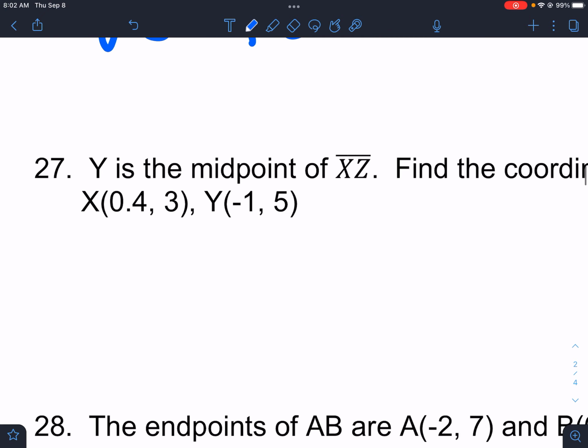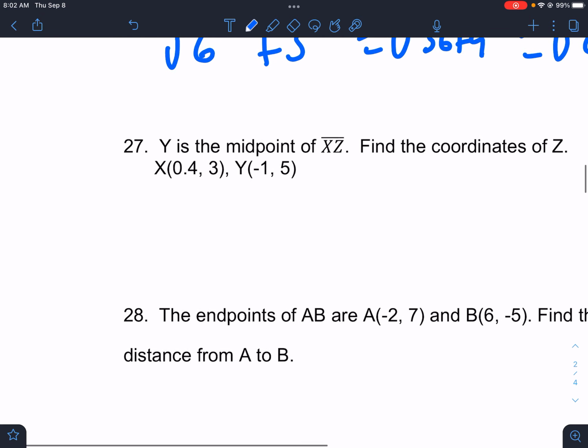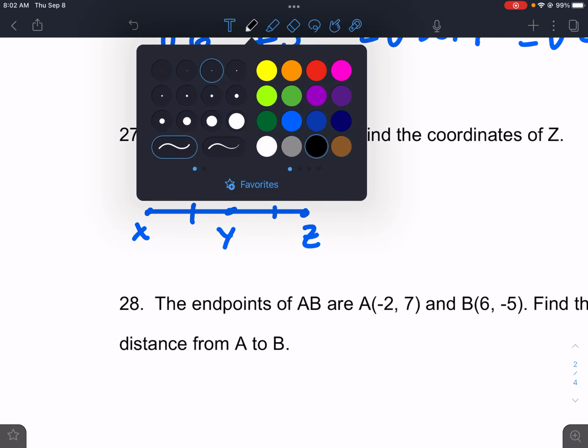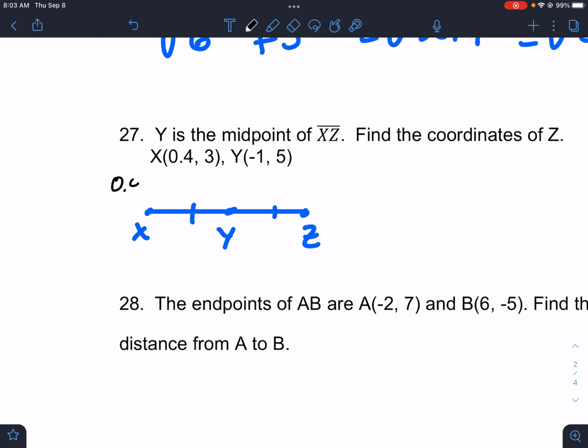All right, Y is the midpoint of XZ. Find the coordinates of Z. So we have a line segment. It's called XZ. And Y is the middle. Tick marks let us know that those are equal. Over here, we have the coordinate 0.4, comma 3. Here we have the coordinate -1, comma 5. And we're looking for this xy coordinate.